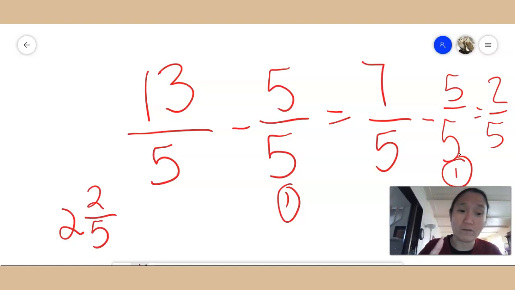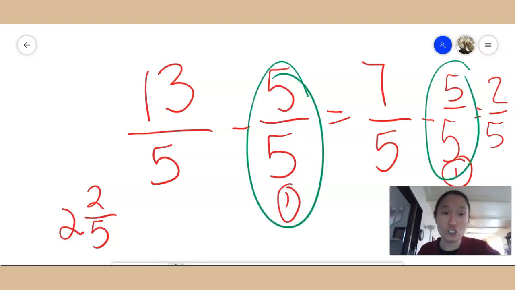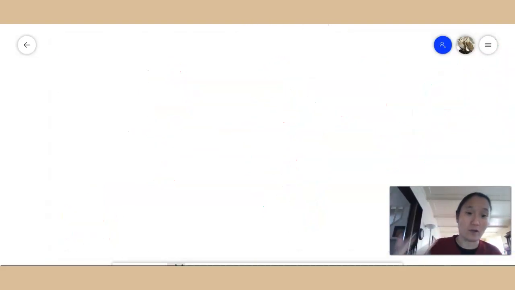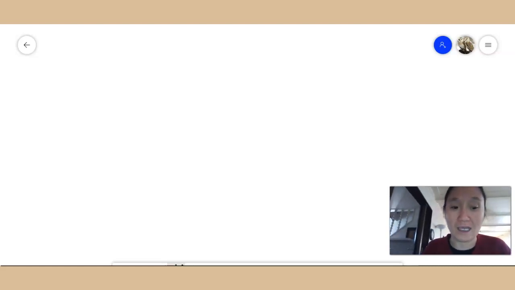This one's a tougher one because you have more than 1 whole in 13 fifths. So you have to take one group of 5 fifths away. That still leaves you with an improper fraction. So then I take another 5 fifths away, and then I get to a proper fraction. And then I just count how many 5 fifths I took away. I took away 1, 2. And then that left me with my 2 fifths. Let's look at another one here and see if we can make a little more sense out of it.